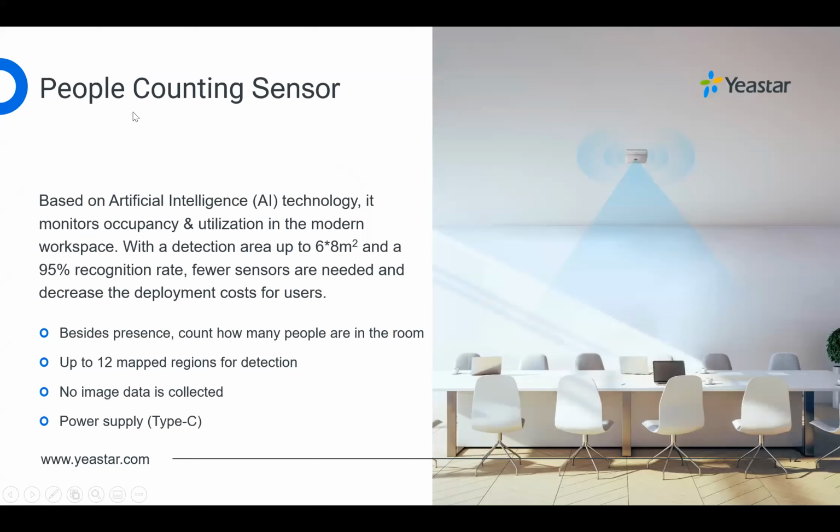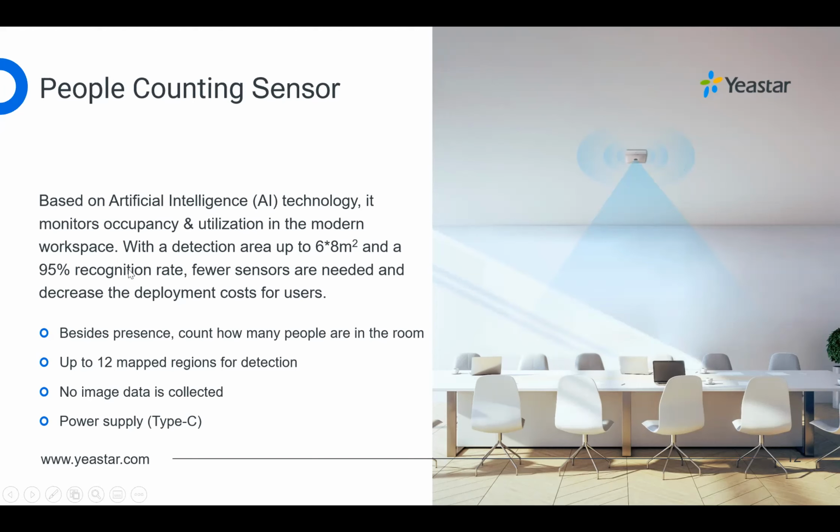The first one will be the people counting sensor. As the name shows, the people counting sensor will count how many people are exactly in the detection area on a real-time basis. It's using AI technology. It will monitor how many people are there in the meeting room. Usually we will deploy it on the ceiling so it can have a better recognition rate.